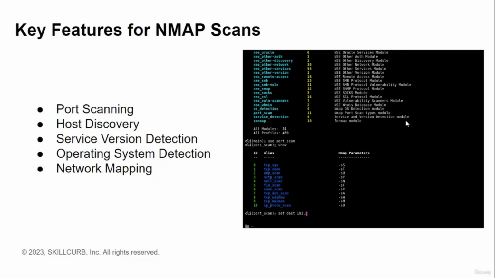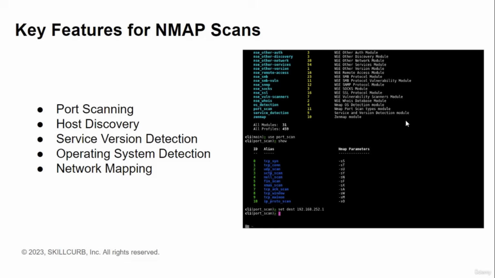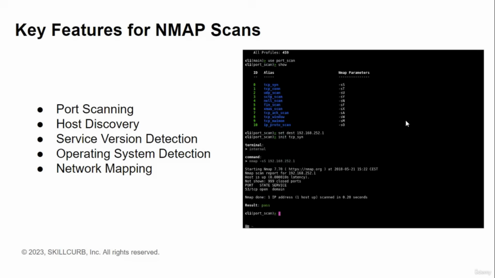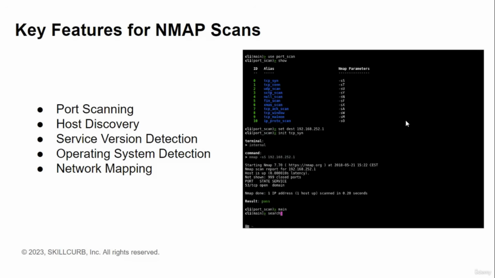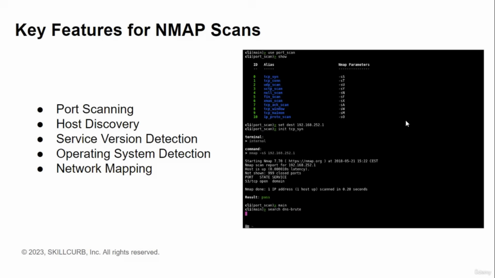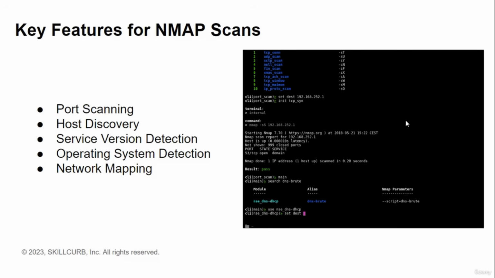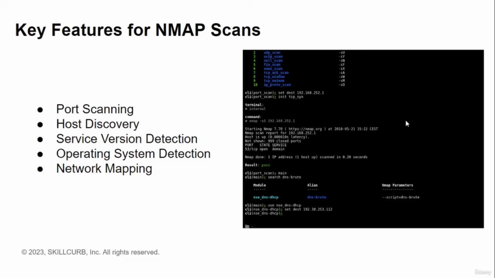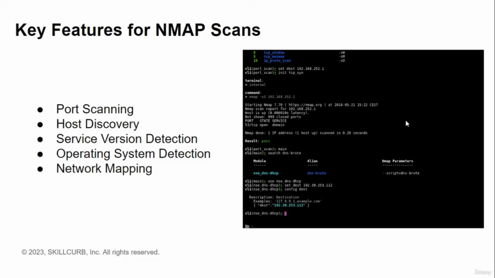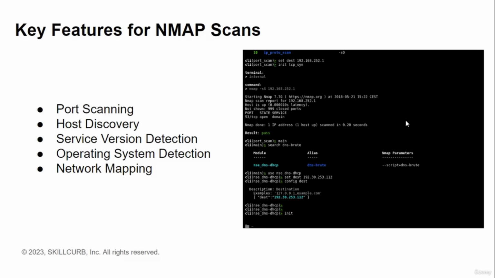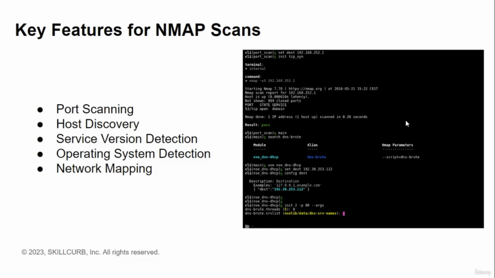First, we have port scanning, which determines open ports on target systems and also identifies services running on specific ports. Second, we have host discovery that detects active hosts on a network and determines the availability of hosts. Third, we have service version detection that identifies the specific version and type of services running on the target host. Fourth, operating system detection that determines the operating system running on the target host.